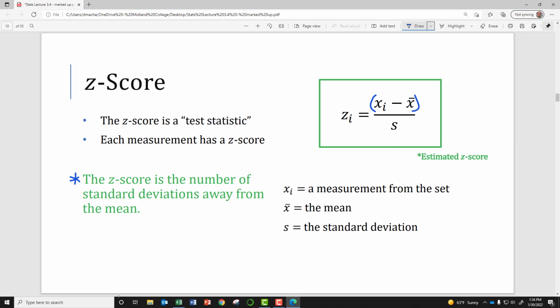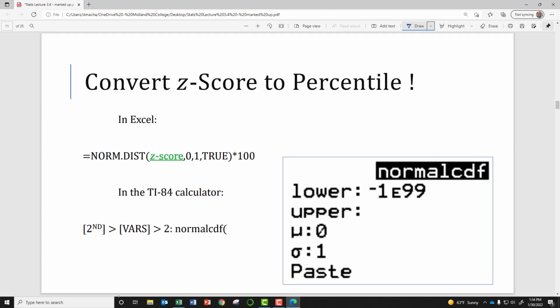So the larger the z-score, that means your measurement is farther from the mean if it has a large z-score. Or if it has a really large negative z-score, that would mean your measurement is far from the mean in the negative direction.